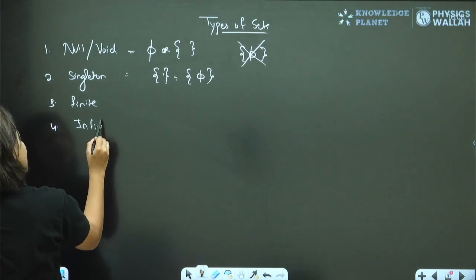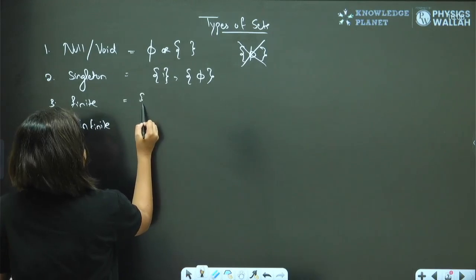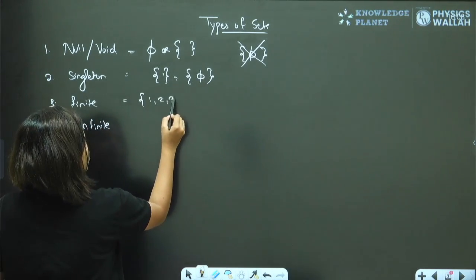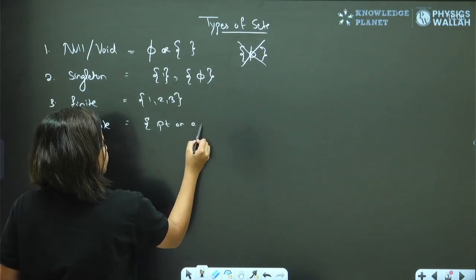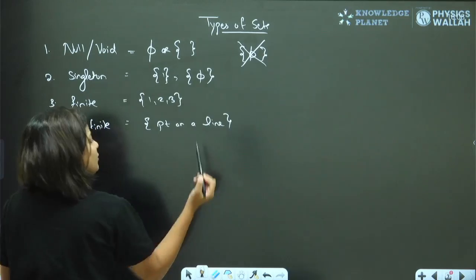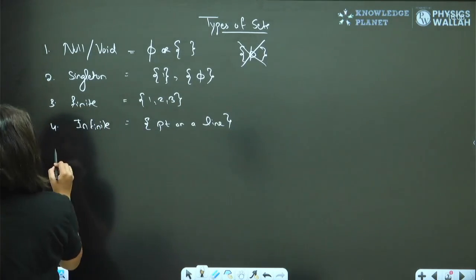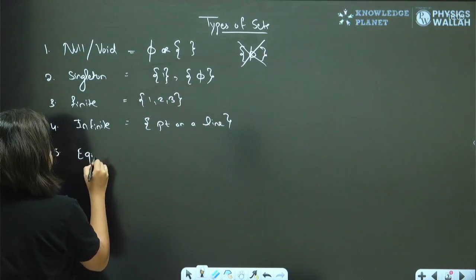Third one, finite, and correspondingly the next one, infinite. The name itself clearly says it. A finite set has a countable number of elements in it, like for example 1, 2, 3, you can count it. Infinite set, like points on a line. Can you count the number of points on a line? No, it's infinite.